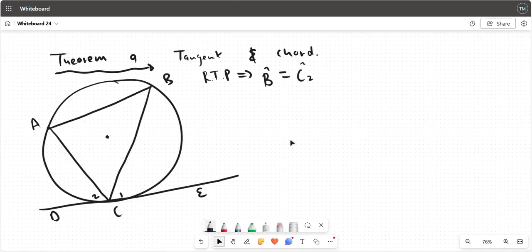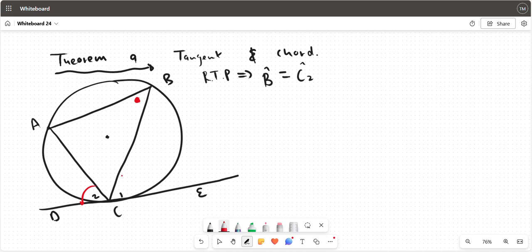Alright, so for this last one, we're given this picture that you see in front of you. It's theorem number 9, and this one is my favorite. What it says is about the angle that a tangent forms with a chord. So this angle here, that this tangent at the bottom is forming with this chord at the top, is going to be equal to where the chord subtends. So that chord subtends at B. So this angle here at B is going to be the same as C2. That's what we're required to prove.